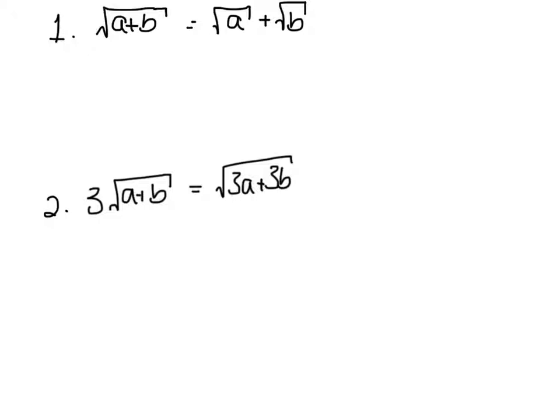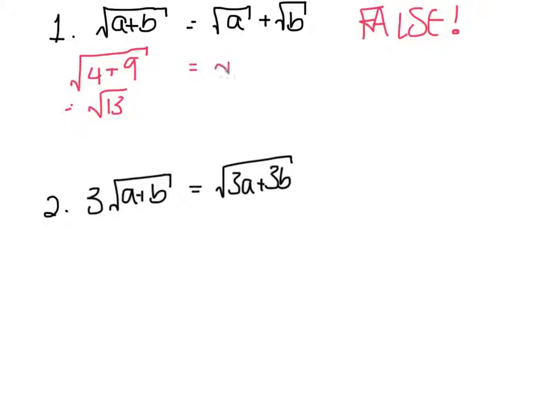Firstly, number 1, root A plus B is root A plus root B. That is completely false. Let's take a counterexample. So, root 4 plus 9 is root 13, which is some irrational number. We can't square root that and get a whole number. But root 4 plus root 9 is 2 plus 3, which is 5. Now, root 13 is definitely not root 25. So we know that that's false.